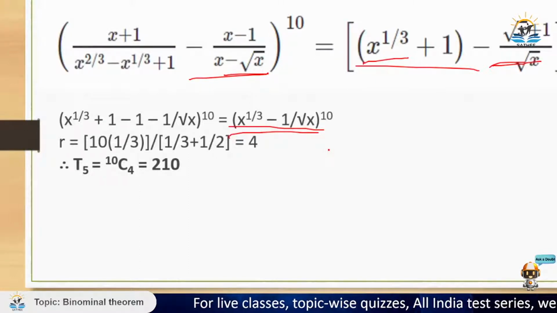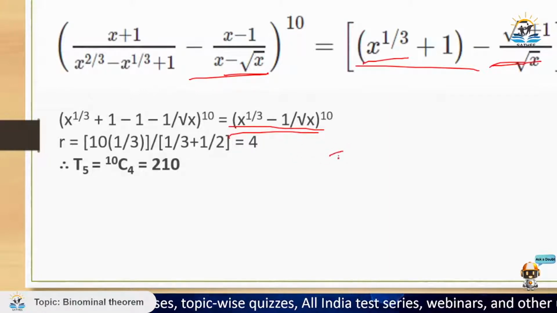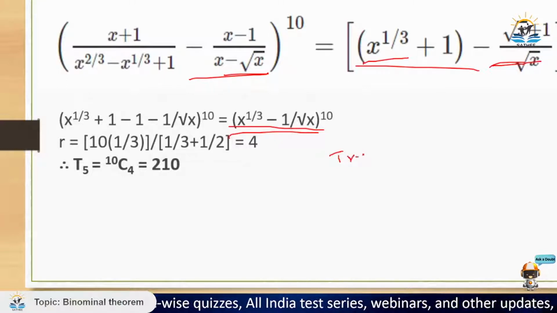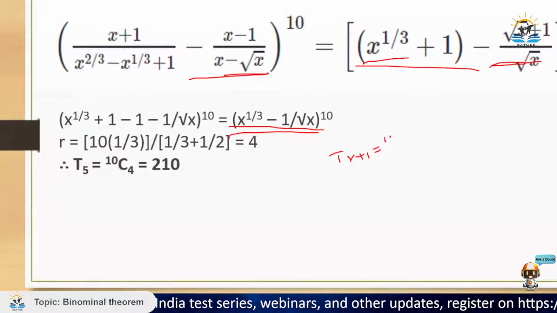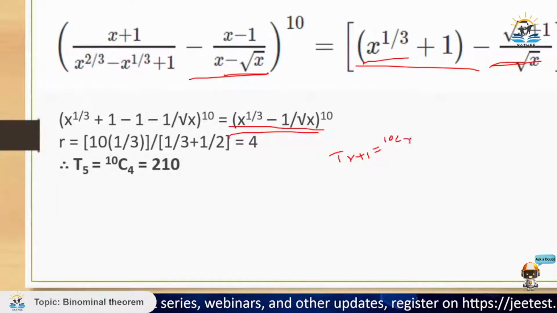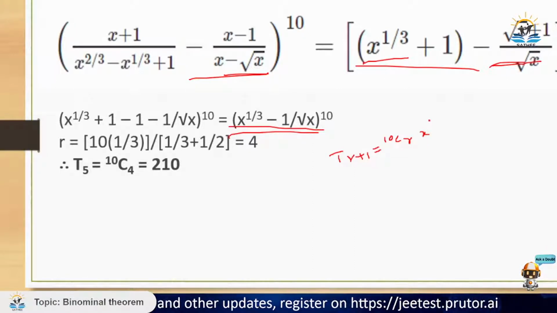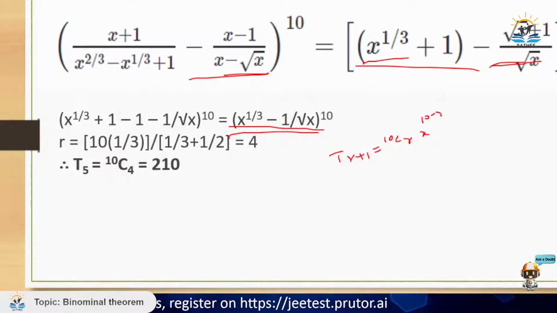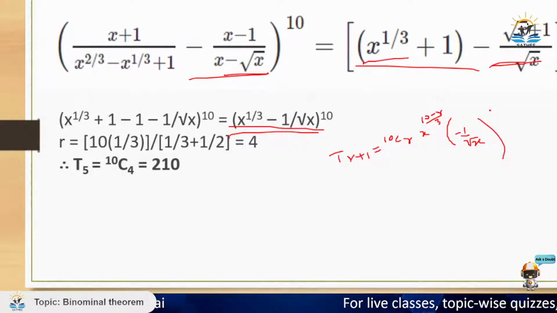So for a term independent of x, you will write the general term. General term would be t r plus 1, that is equal to 10 c r x power 1 by 3 power n minus r, which is x power 1 by 3 into 10 minus r, that is 10 minus r by 3, into minus 1 by root x power r, and r is r only.